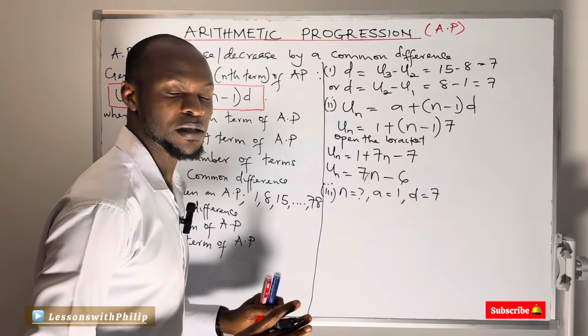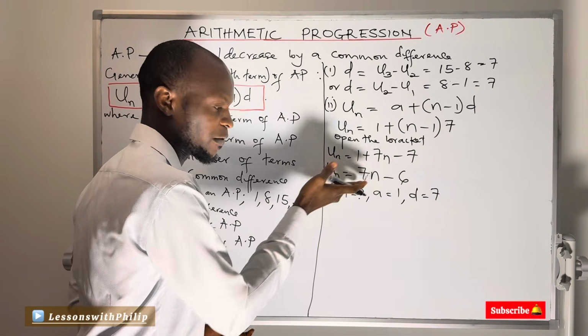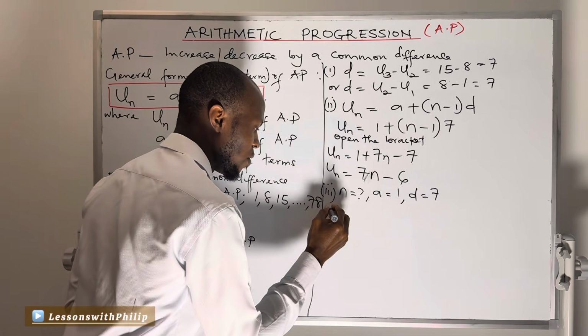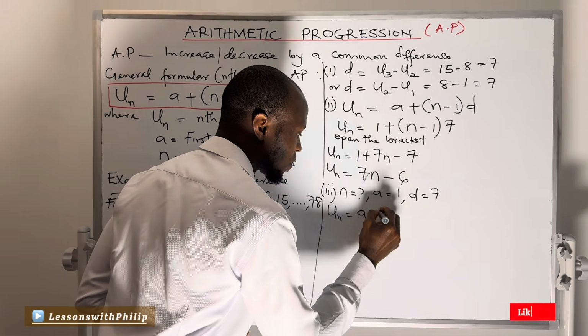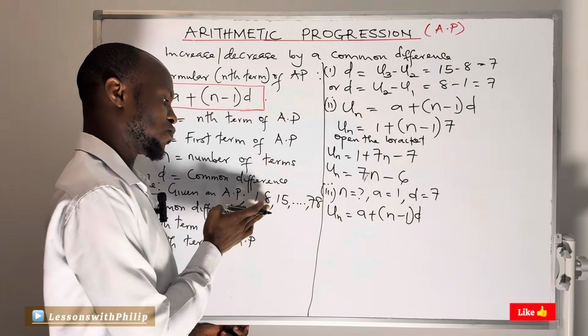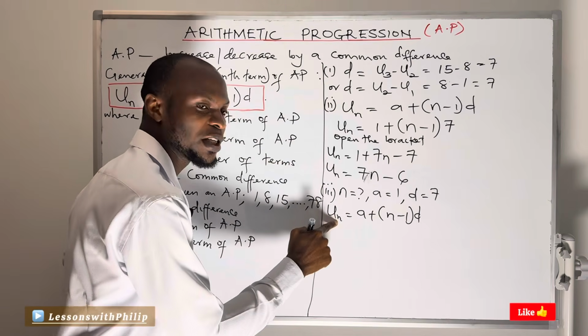In this case, since I'm asked to find the fifth term, I know my nth term formula for this sequence. I can decide to use this or I start from this. Now, my un is given to be a plus n minus 1 multiplied by d, because the sequence is an AP, I use this.